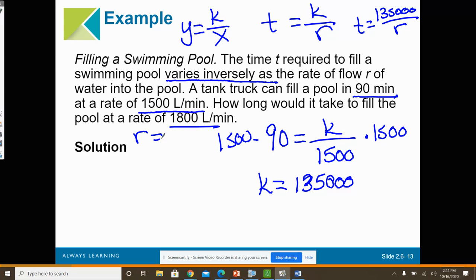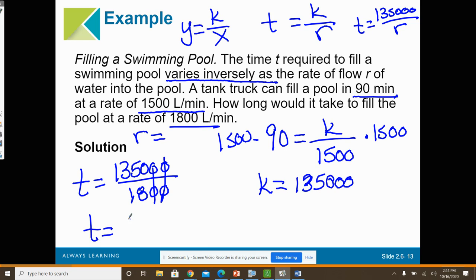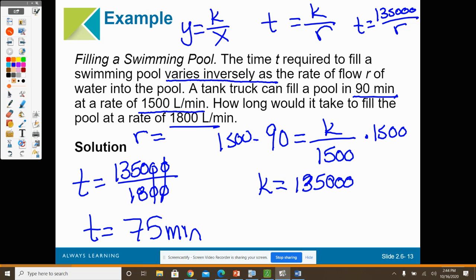If the R is 1,800, I can plug that right into my equation. There we go. Divide by 1,800. I can do a shortcut if I want and cross those zeros out, can't I? 1,350 divided by 18, or you can just type it all in, and it will take 75 minutes. Does that seem to make sense? I think it seems to make sense. If it's going faster, it would take less time.